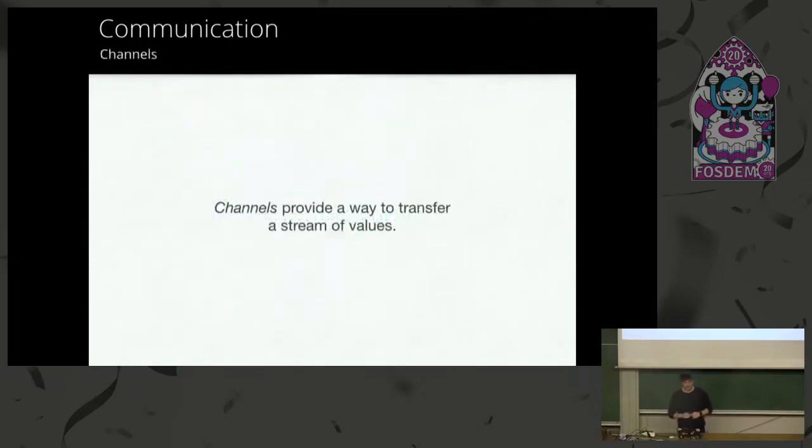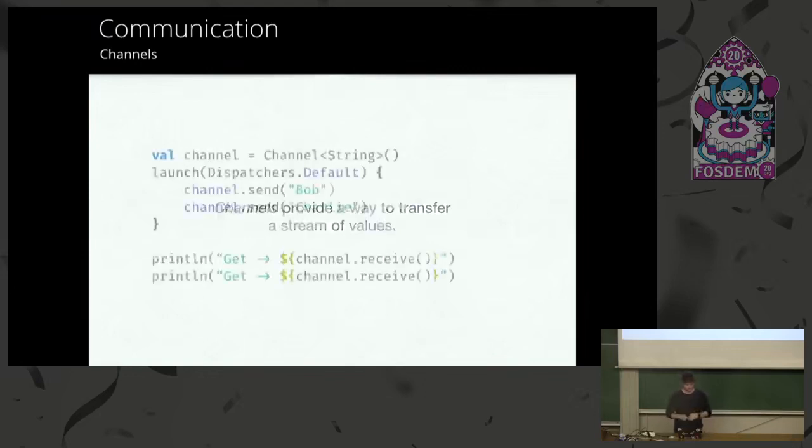The second one we're going to talk about is channels. They provide a way to transfer a stream of values. Deferreds are for one value, channels are for multiple values. So let's get familiar with it. Here we launch on the default dispatcher, and we send 2 values on a channel. The send function is a suspending function, so it's going to suspend until someone calls receive on the same channel. And here we send 2 times and we receive 2 times.